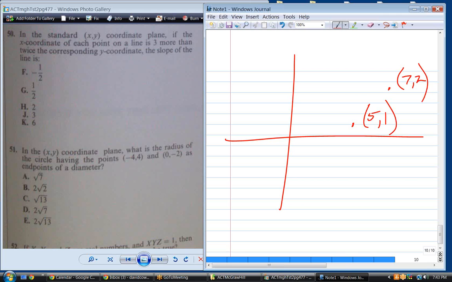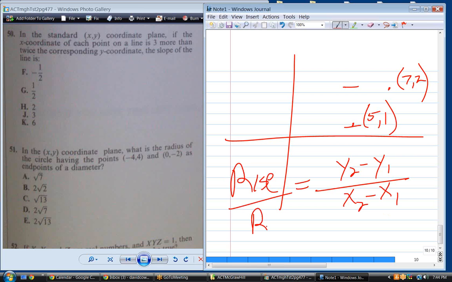To rise over run, how much is the rise between here and here? 2. It's 2 minus 1. The rise is y sub 2 minus y sub 1. The run is x sub 2 minus x sub 1. That's equal to rise over run, which is equal to slope. So what's y sub 2 minus y sub 1? 1. What's x sub 2 minus x sub 1? 2. 1/2.